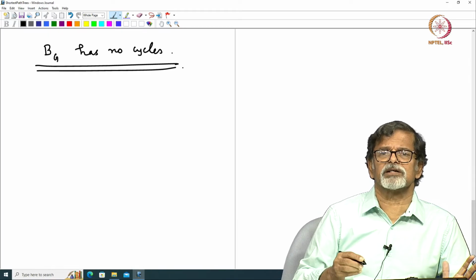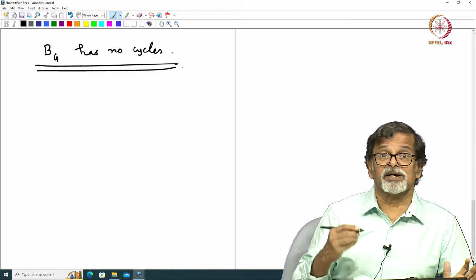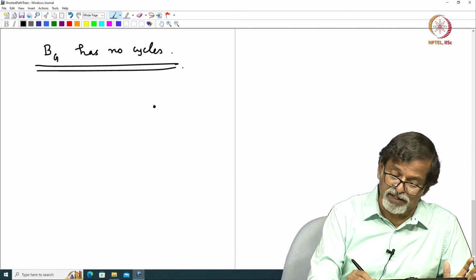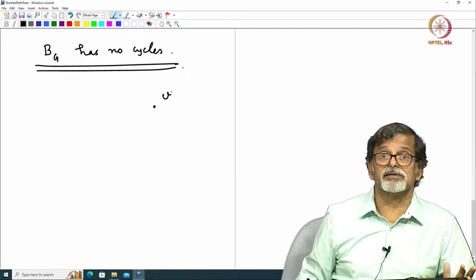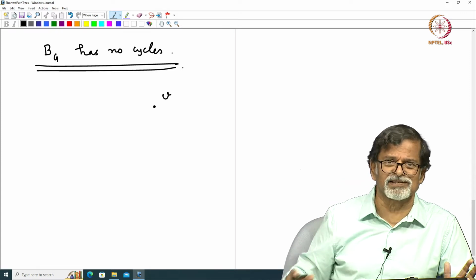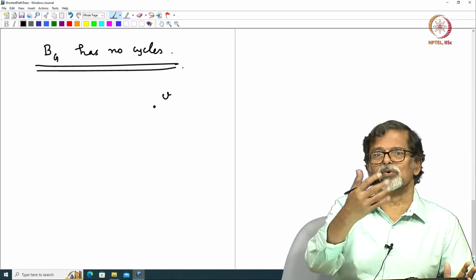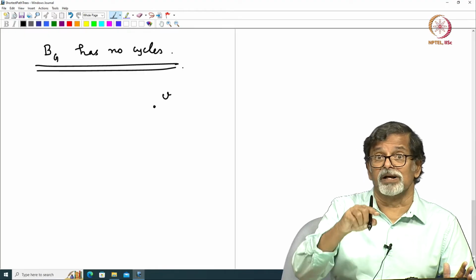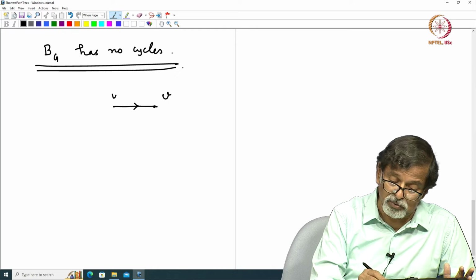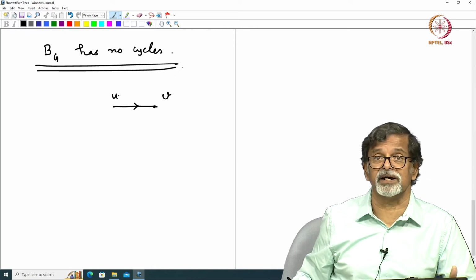Since the Bellman graph has no cycle, we get the following consequence. Let us take any vertex V other than S. S has no Bellman edge, so there is a Bellman edge ending at V. Let us say UV is the Bellman edge ending at V.